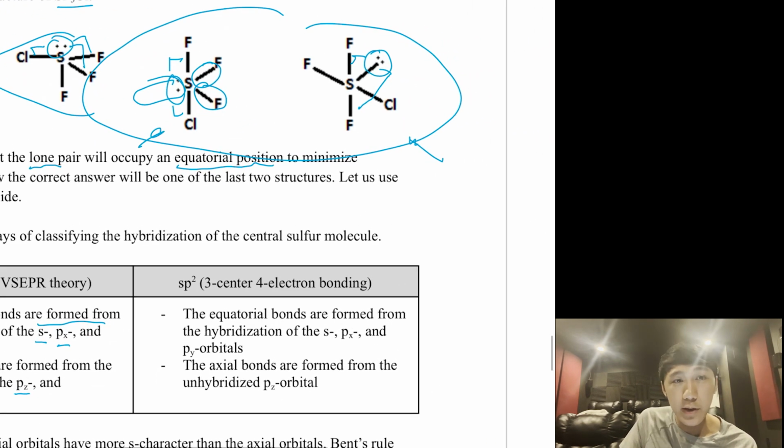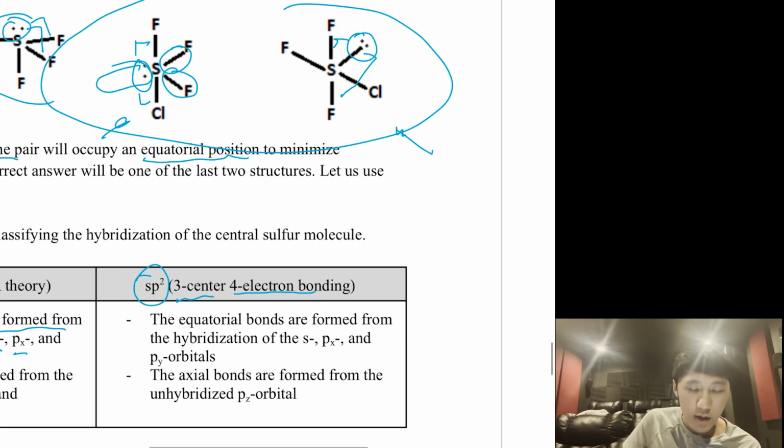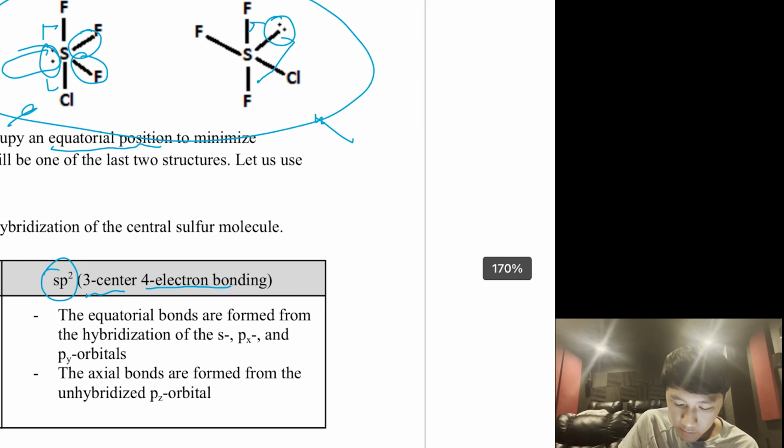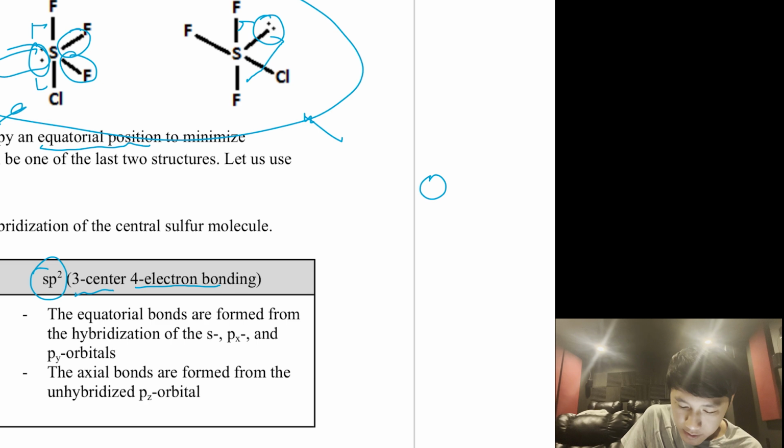Now, the other way of thinking about it, which is favored by USNCO, is using the 3-center 4-electron bonding model for trigonal bipyramidal species like this. In that case, we consider the central atom to be sp2 hybridized. If you're not familiar with this theory, I recommend you looking it up on your own time, but it's not integral to your understanding of this problem because we can use the other interpretation.